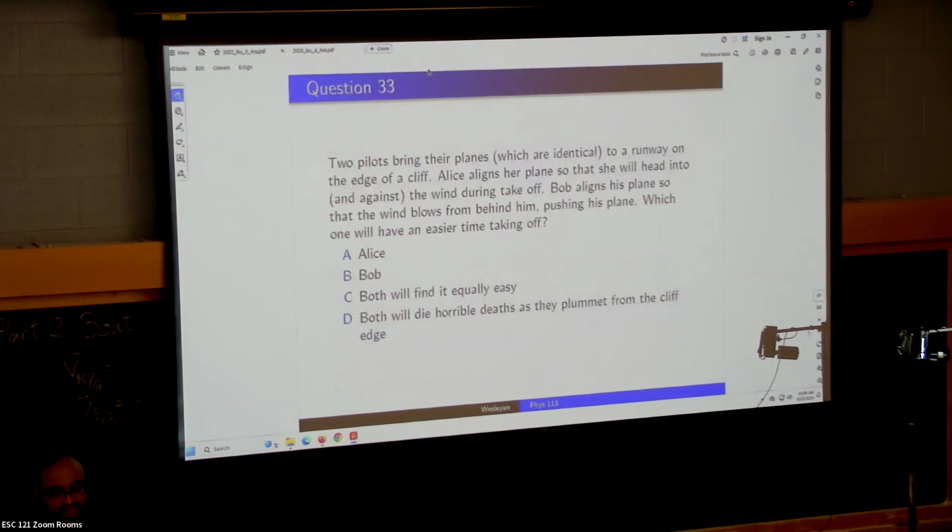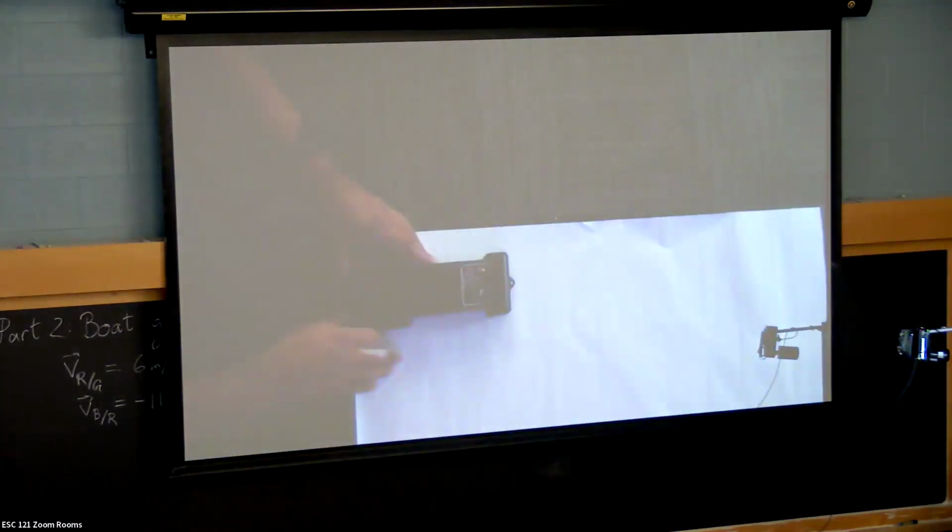We'll do a quick demo. We've been talking about one-dimensional relative velocity questions, but it doesn't have to be that way. Sometimes the velocities you're adding are in different directions.